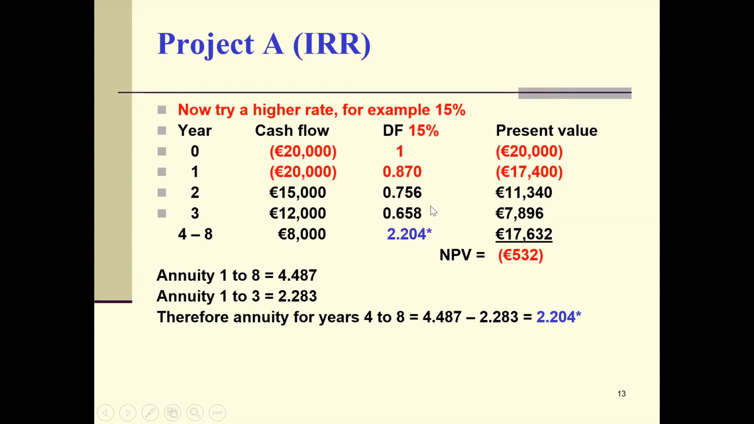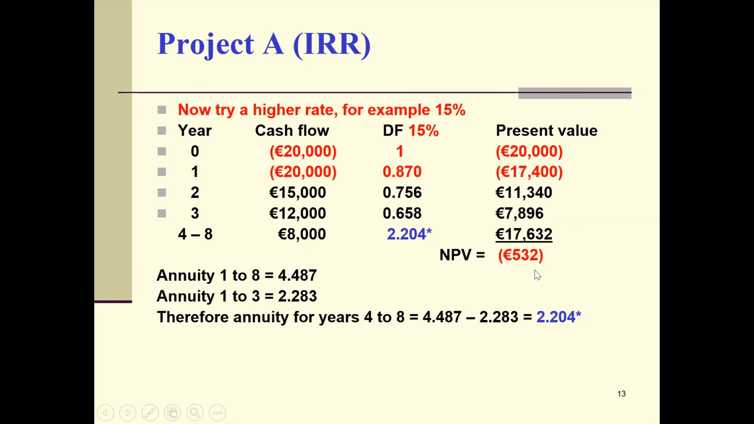Now, when I use that 2.204 in the calculation, I multiply it by 8,000, I get this present value. I have 3 present values. They're much reduced. I add them up. I take away 17,400 and take away 20,000. At the end of the day, I end up with an answer.